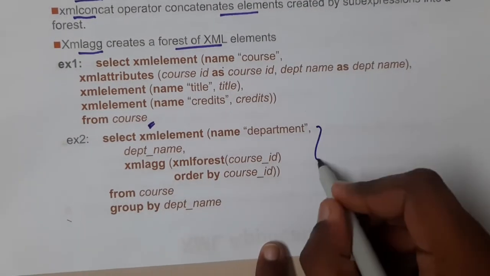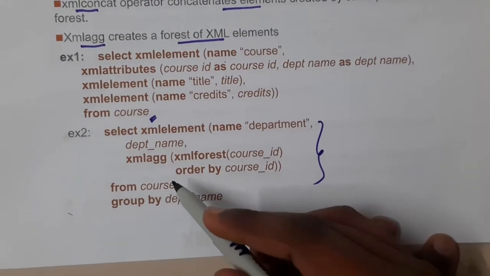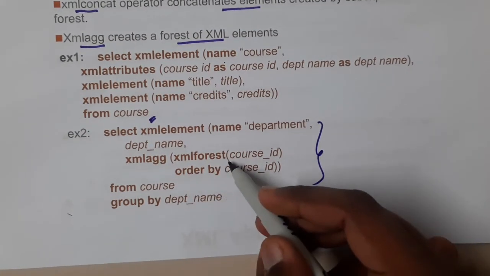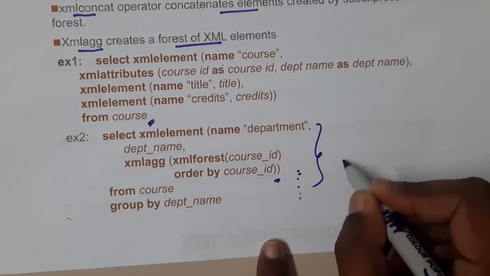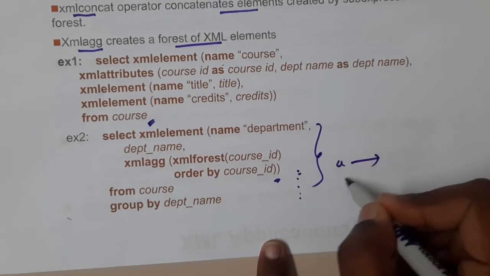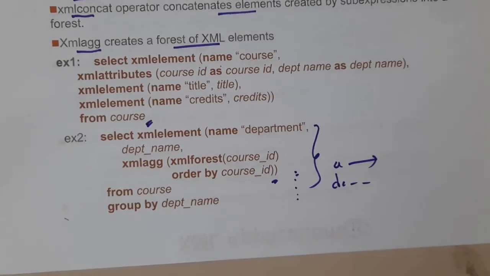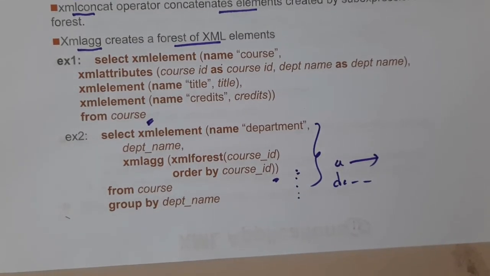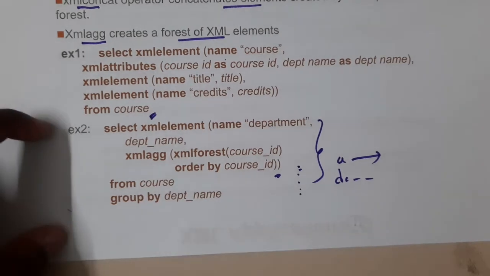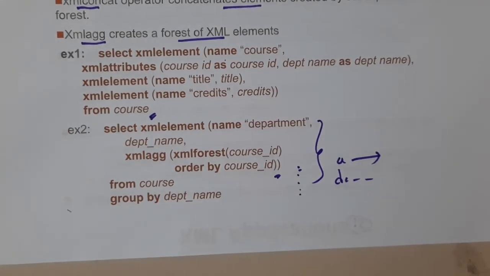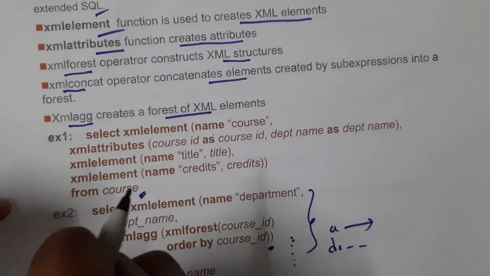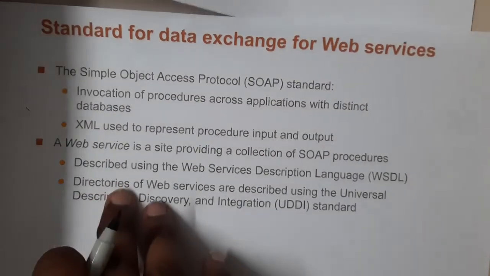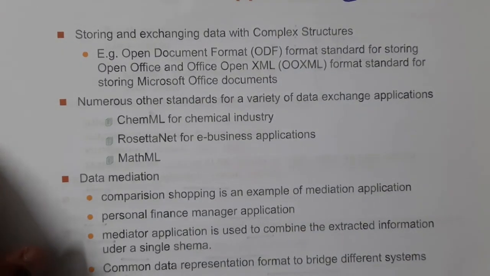In the same way, this is one more example with XML aggregation and XML forest. You can just check them. Order by is used to get them in a particular order. By default it will be ascending. If you want descending, you can write order by descending. I hope everyone got some basic idea about the concepts that we discussed in this lecture, guys. In the next lecture we will be going through some applications of XML. Thank you, thanks for watching.